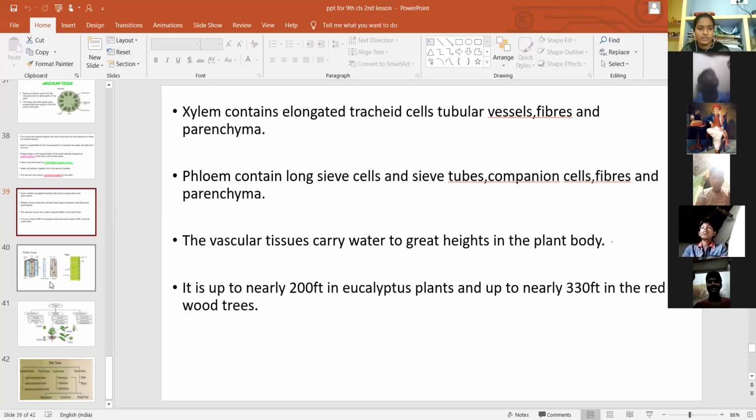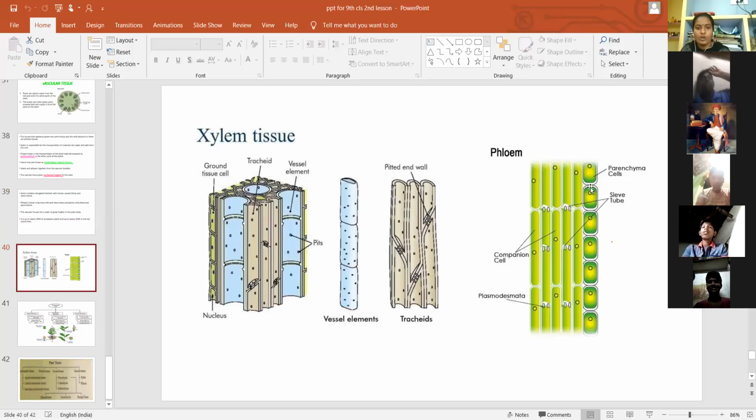Next, these are the xylem tissue and phloem tissue. The xylem tissue contains tracheid cells, vessel elements and nuclei. And in the phloem tissue, the sieve tubes do not have a nucleus.